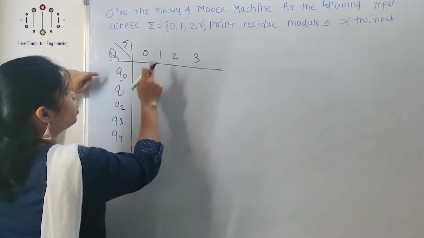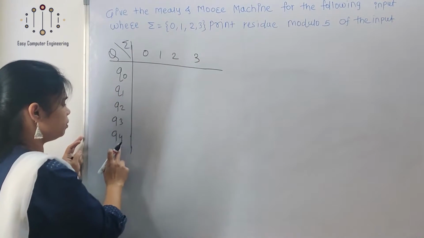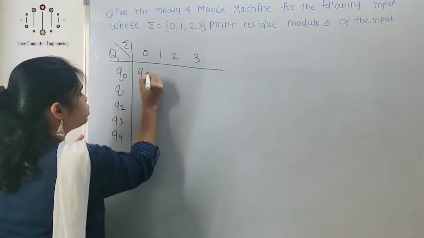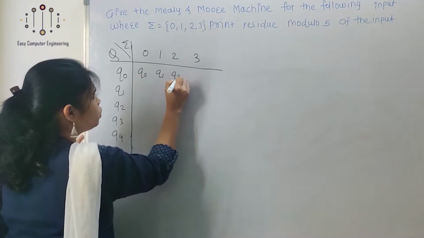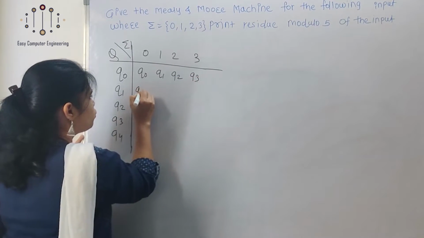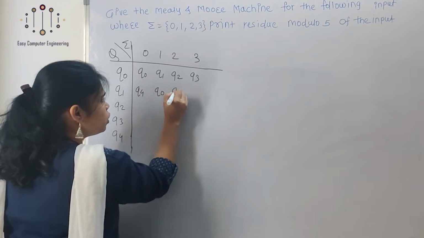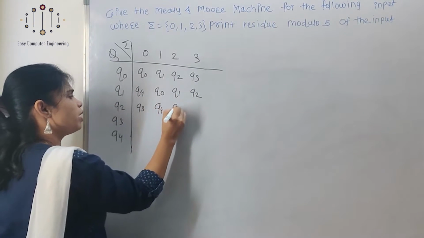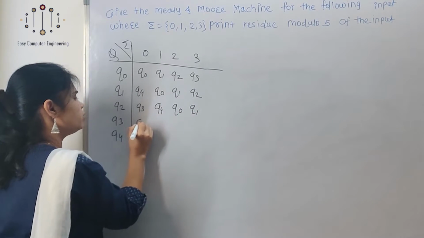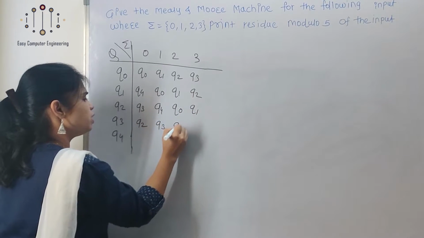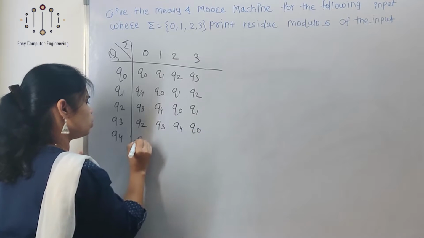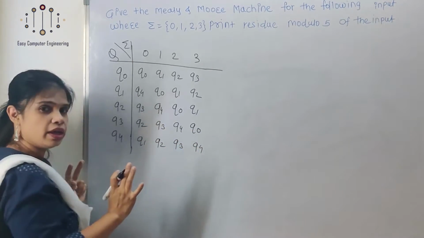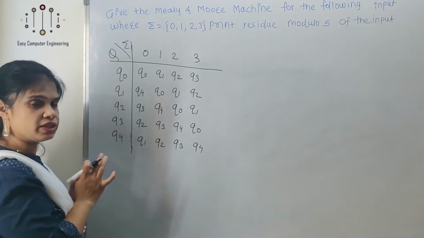Okay. So Q0. Okay. So how many remainders will be there? 4 remainders. So here we will write like this: Q0, Q1, Q2, Q3, Q4, again Q0, Q1, Q2, Q3, Q4, again Q0, 1, 2, 3, 4, again 0, 1, 2, 3 and 4. Okay. Now this is our state transition function.